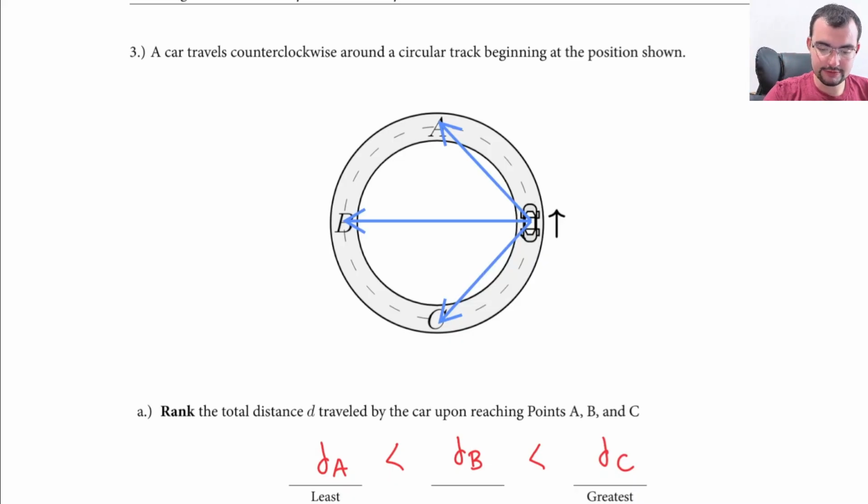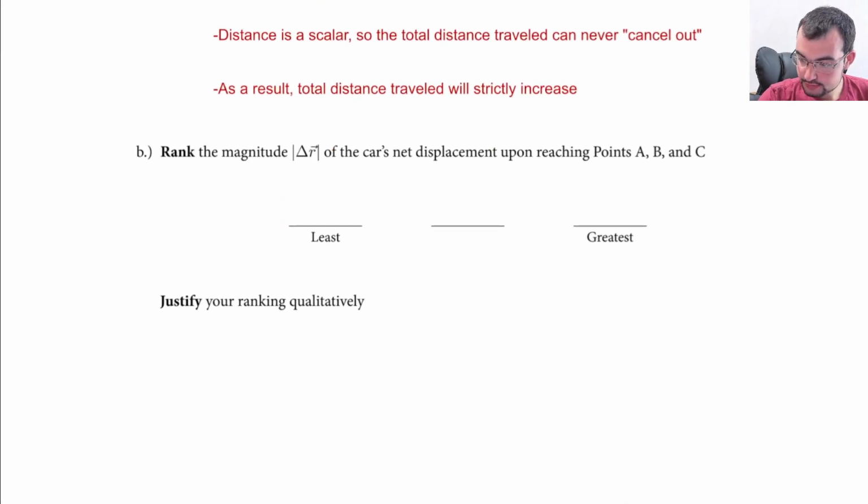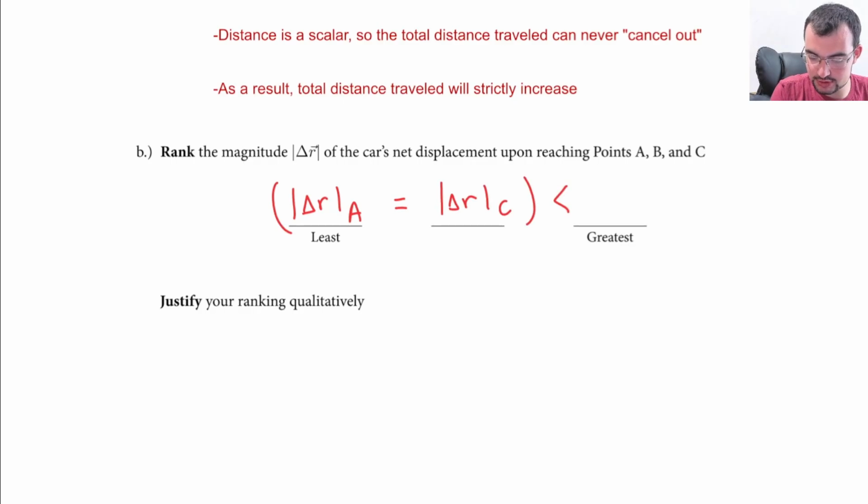Then the car is getting farther away, farther away, farther away. B is the farthest away the car is ever going to be. And then it's actually going opposite the way it came, so its displacement begins to shrink. Due to the canceling, we see that A and C have the same displacement magnitude. The arrows are in different directions, and B is the greatest.